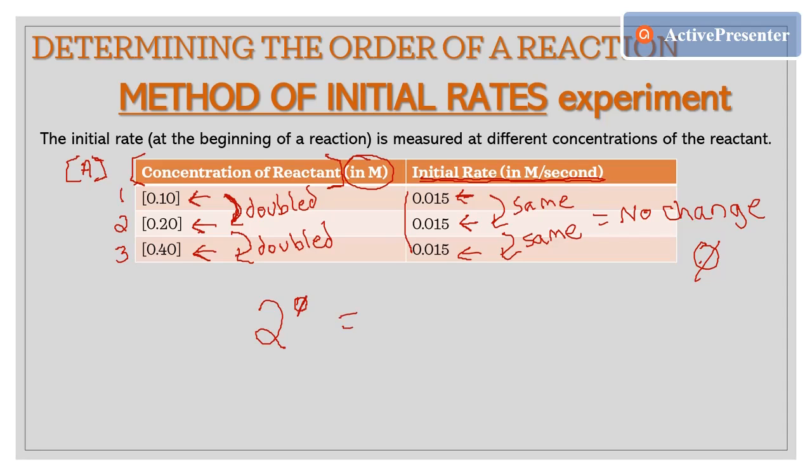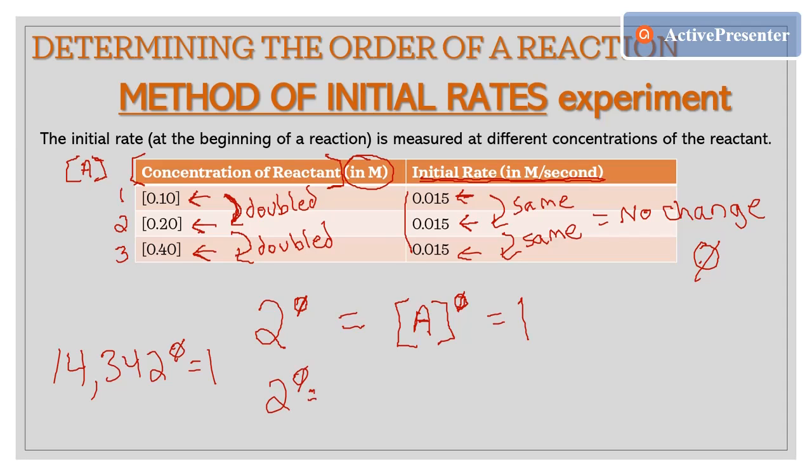We're going to use that 0 as an exponent. And we can also write that with the concentration of A. Remember those brackets mean concentration. And then we just put the 0 up as the exponent outside of the brackets. Now, any number raised to the 0 power is going to be 1. Not 1A, not the concentration of 1, just 1. If you have 14,342 to the 0 power, that's going to equal 1. If you have 2 to the 0 power, that's going to equal 1.